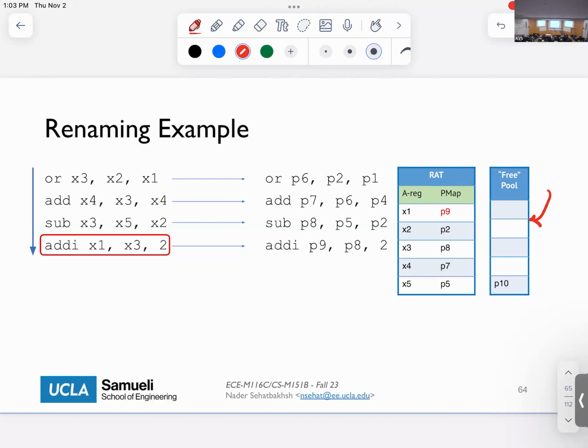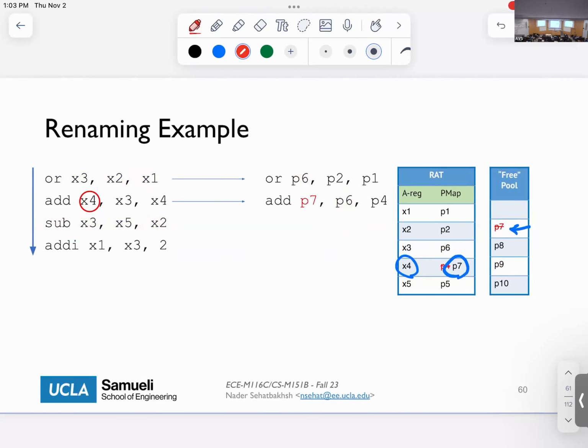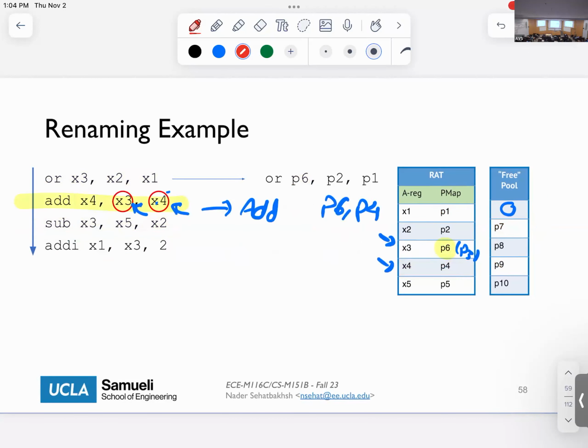I don't follow why you're replacing a register like X4 where there isn't a hazard. For example, X4 replacing P7. So why are we replacing X4 with P7? The destination register, yes, where there isn't a hazard. So the question is, why are you changing this? And then what was the second part of the question? When there isn't a hazard. Same question. Why is it not a hazard?